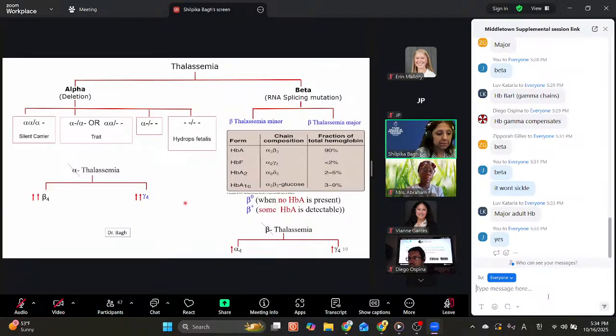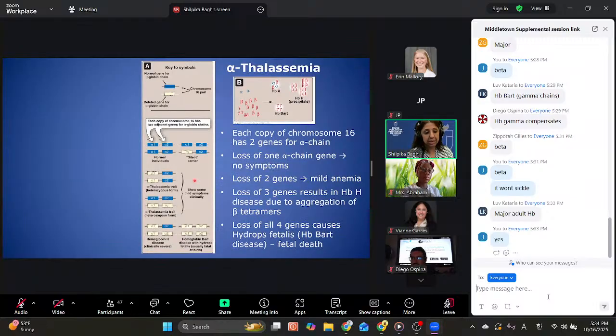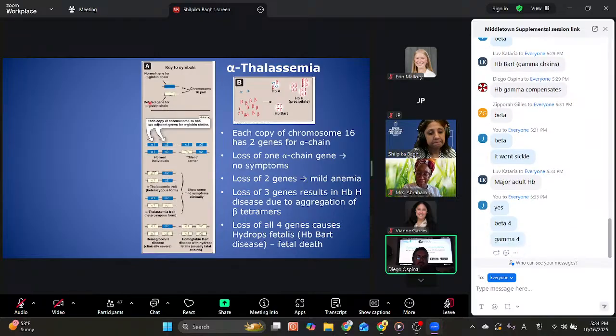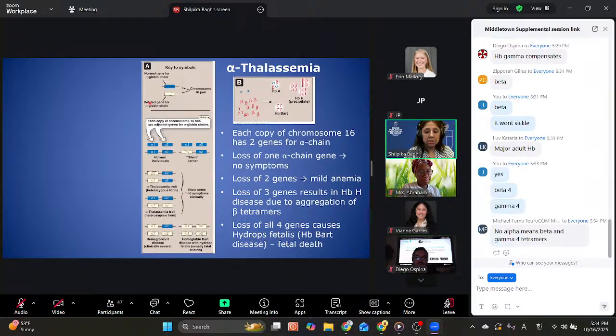So alpha means no alpha, beta means no beta, but alpha is because of deletion. That is why tetramers are more used as clinical diagnosis in alpha versus beta. You know the tetramers. If alpha is not working, the tetramers would be alpha 4 or beta 4. If no alpha, what would be the tetramers? Beta 4, and? Gamma 4. So see there, that's why I wanted these answers. Fetal hemoglobin is not gamma 4. Fetal hemoglobin is alpha 2 gamma 2. So there are different concepts.